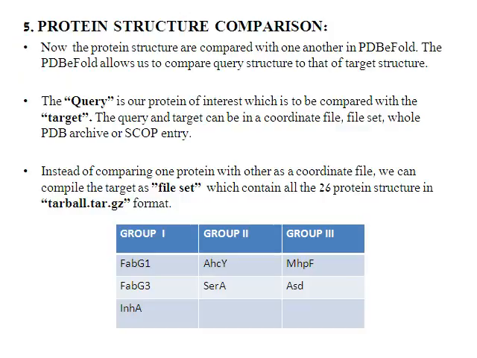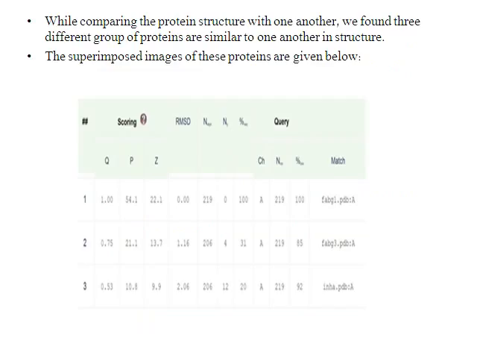Next is the protein structure comparison. We believe that proteins which are structurally similar also have the same binding site for the binding of the INH-NAD adduct. So it is important to compare the protein structures with the help of the PDBeFold database. Here, all the other 26 proteins with structures are compared against INHA, and we have grouped them into 3 groups.